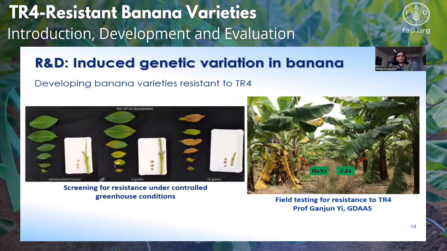And so this on the left side panel picture is a screening for resistance under controlled greenhouse conditions. That is a picture from the laboratory. And then on the right side is a picture that the present leader of the coordinated research project took when they were having the last project coordination meeting in Guangdong Academy of Agricultural Sciences together with Professor Ganju Yin, who was part of that CRP. And it shows the field-grown material that were developed from cell culture material mutagenized with EMS. And I'm looking forward to hear more from Professor Yin later during this session. Next slide, please.